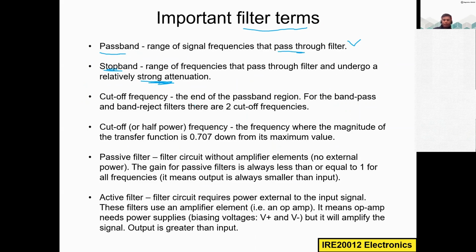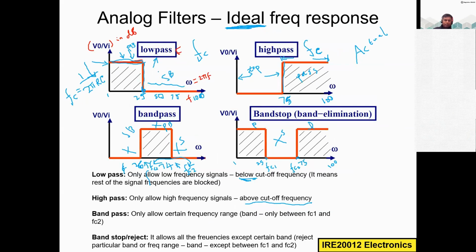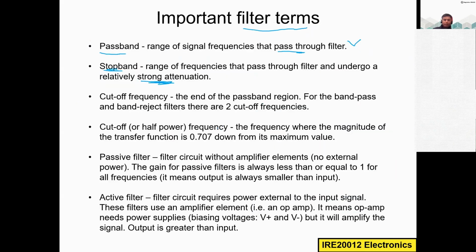Cutoff frequency. So the end of the pass band region. So for the band pass and band reject filters, there are two cutoff frequencies. So cutoff frequency means that is the end of the pass band region. So again, you can just see this filter frequency response. So this is the cutoff frequency, right? This is the end. And here also, this is the cutoff frequency, it's the end. And here the band pass and band stop, we have two cutoff frequencies. This is the FC1, FC2, FC1, FC2. So this is the definition for cutoff frequency.